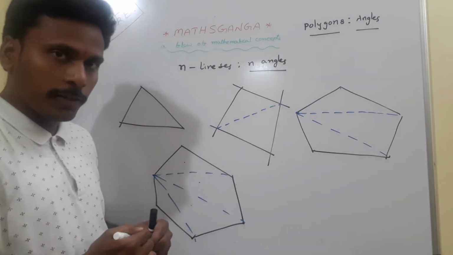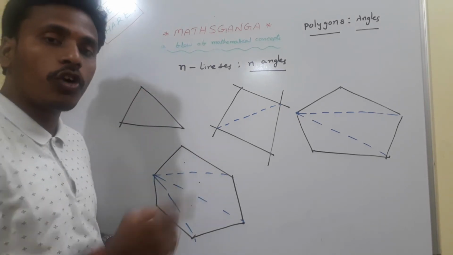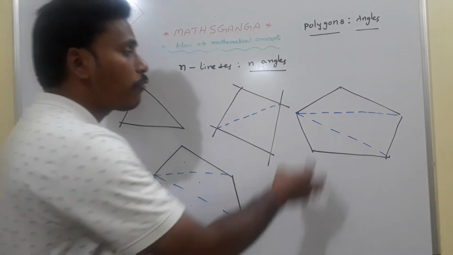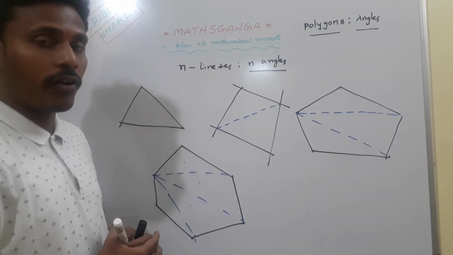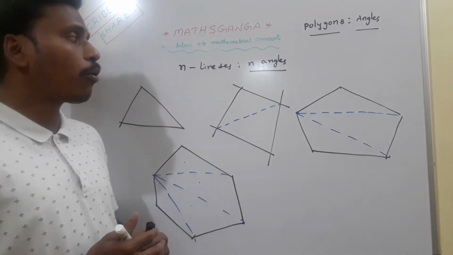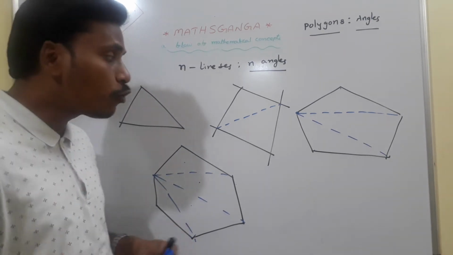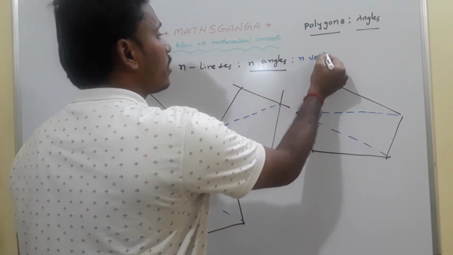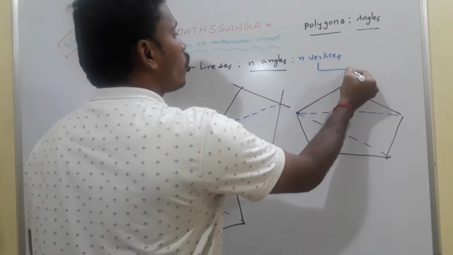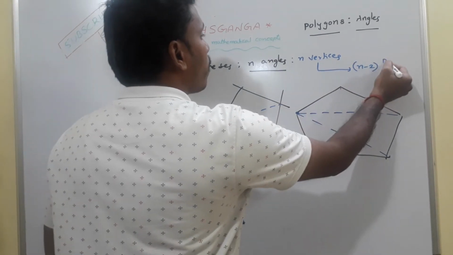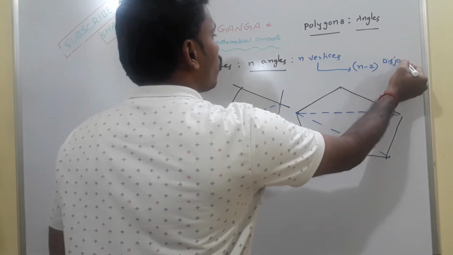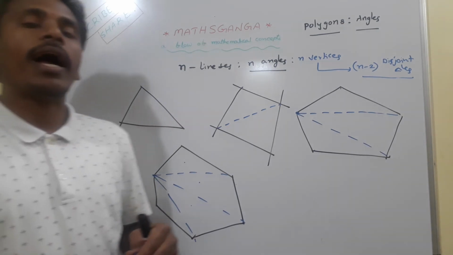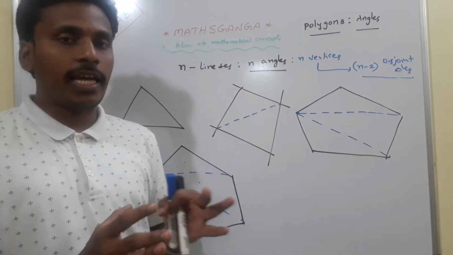Now if you generalize it, for a triangle the number of disjoint triangles is 1. For a quadrilateral, the number of disjoint triangles is 2. For a pentagon, it is 3. For a hexagon, it is 4. Like this, for a polygon with n angles and n vertices, the number of disjoint triangles is n minus 2. Based on these disjoint triangles, I am going to calculate the sum of the angles of that particular polygon.